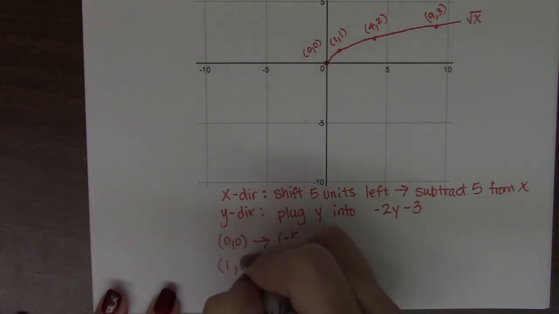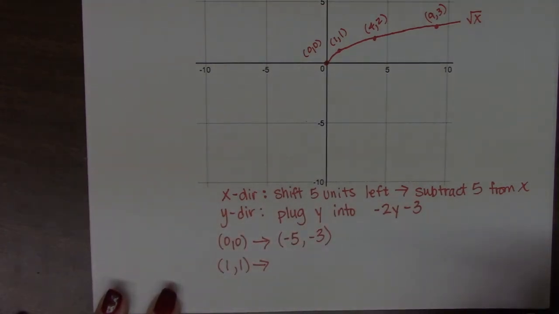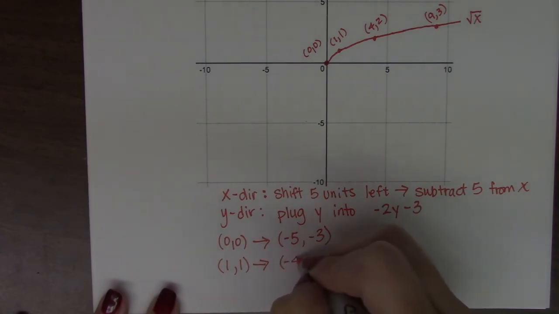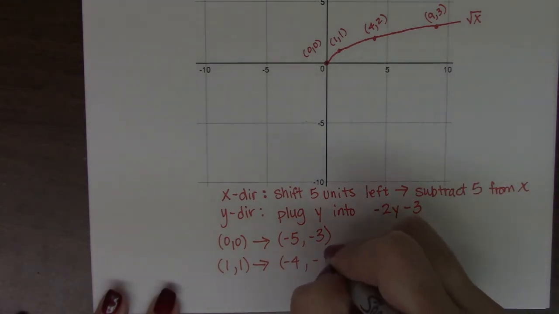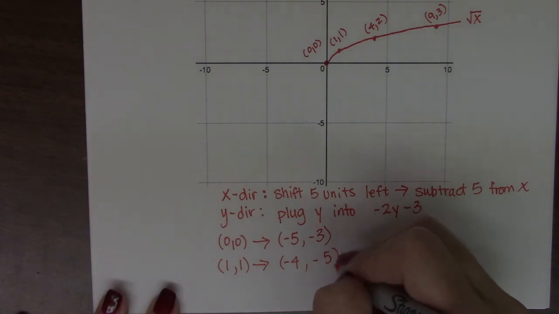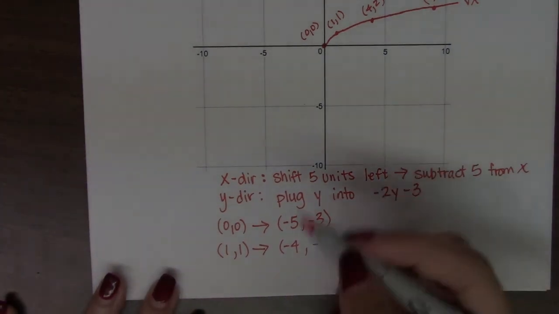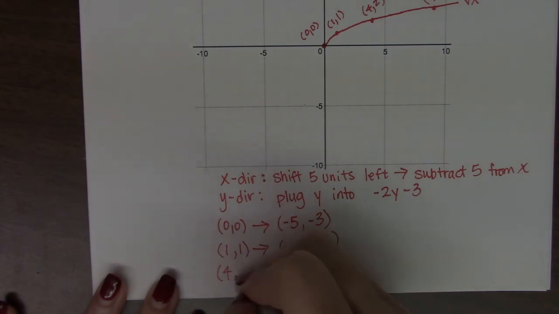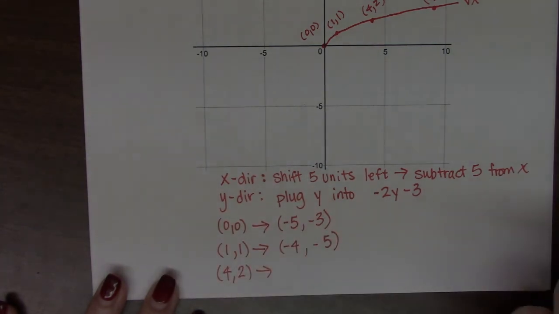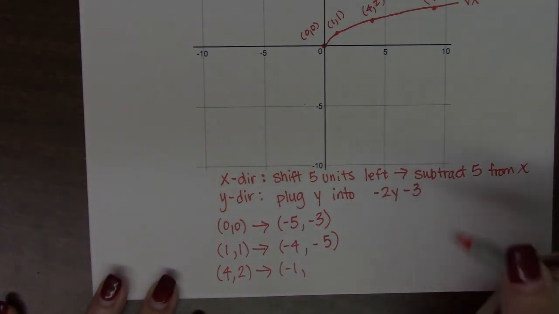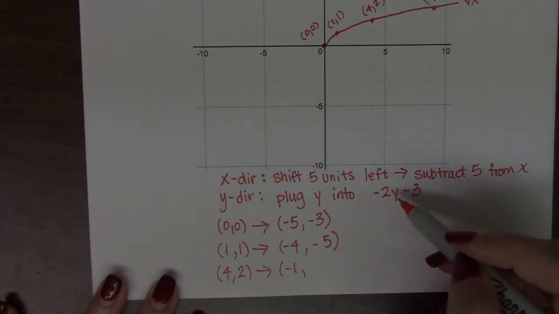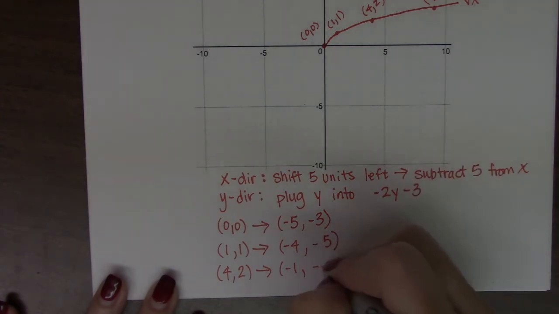The next point was (1, 1). If I subtract 5 from 1, I get -4. If I plug 1 into here, I get -2 times 1, which is -2, minus 3, which is -5. And I'm going to do one more point because I think we have enough room on our graph to plot one more. So let's do (4, 2). Subtracting 5 from 4 gives us -1. And if I plug 2 into here, I'll get -2 times 2, which is -4. And -4 minus 3 is -7.